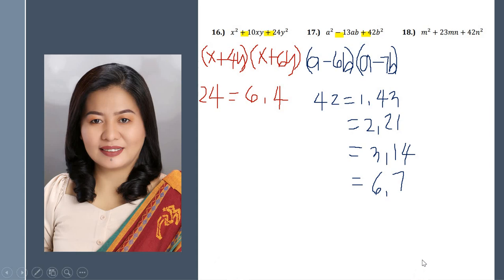Last number, we have m squared plus 23mn plus 42n squared. So that will have m and m, and n will be the factors also of n squared, n and n. So look at the numbers, factors of 42, that give you 23 as the sum. So we list down 42.